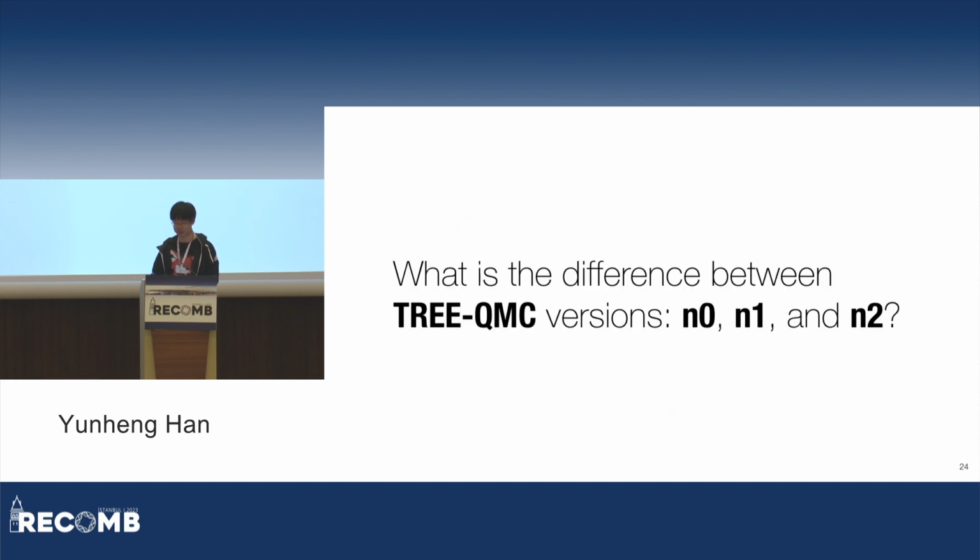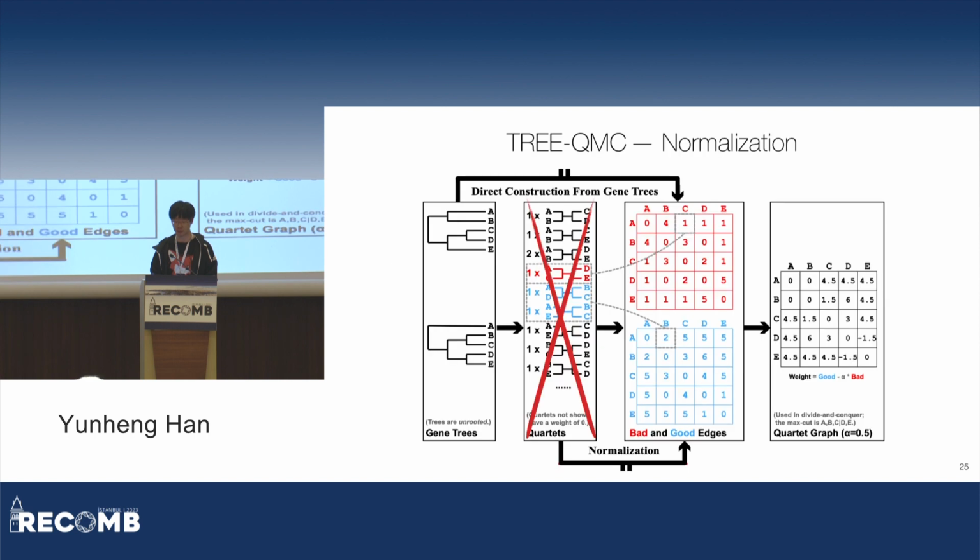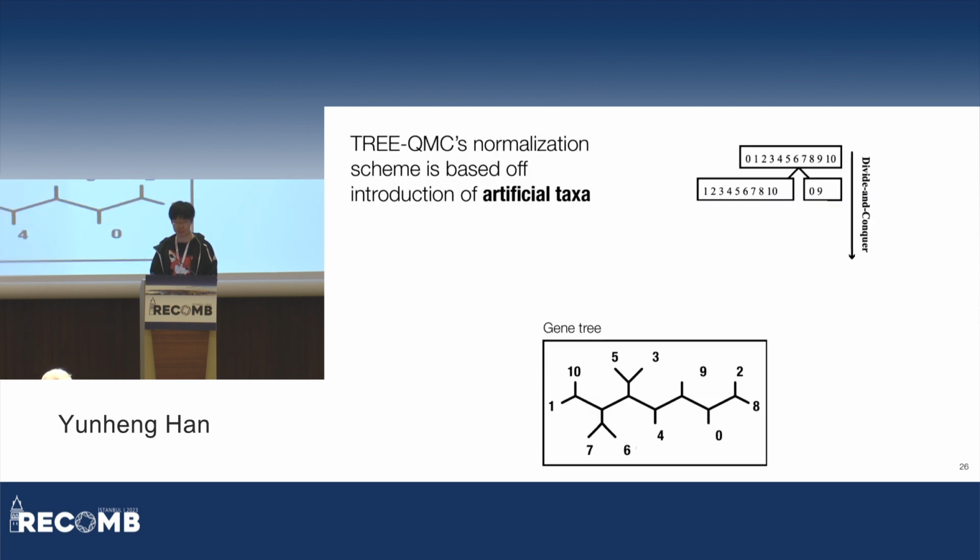As you see from the previous figure, TREE-QMC has 3 versions, 0, 1, and 2, corresponding to the normalization schemes of TREE-QMC, which help improve the accuracy of the method. We found that in the original QMC framework, artificial taxa are upweighted because they represent a set of input taxa.